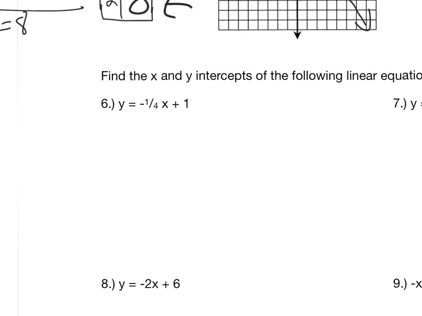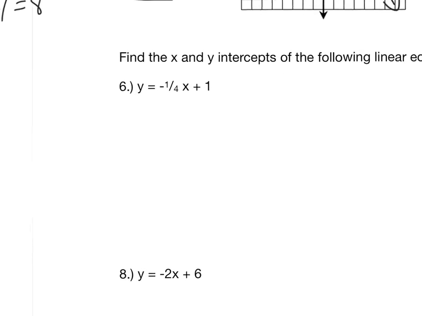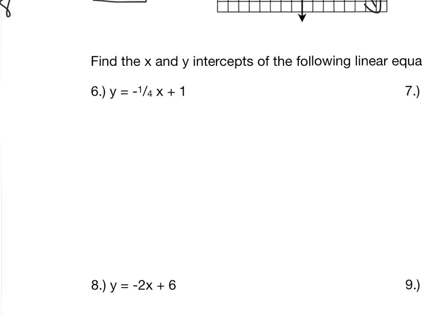Find the x and y intercepts of the following linear equations. So, x-intercept, y-intercept. Try to do this on your own first, then unpause the video and see if you got it correct. But remember, for x-intercept, y has to equal 0. In order for us to cross the x-axis, y has to be 0. So anywhere you see a y, you're going to plug in a 0.